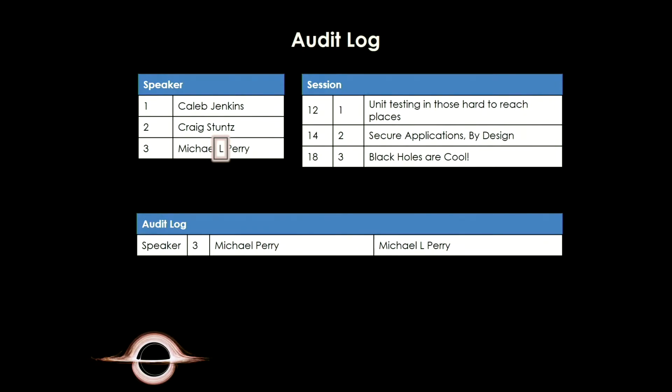So let's change Michael Perry to Michael L. Perry. And so now we can see the speaker ID number 3. We made this change from this value to this value. Sound good? Okay, so we're keeping that audit log.